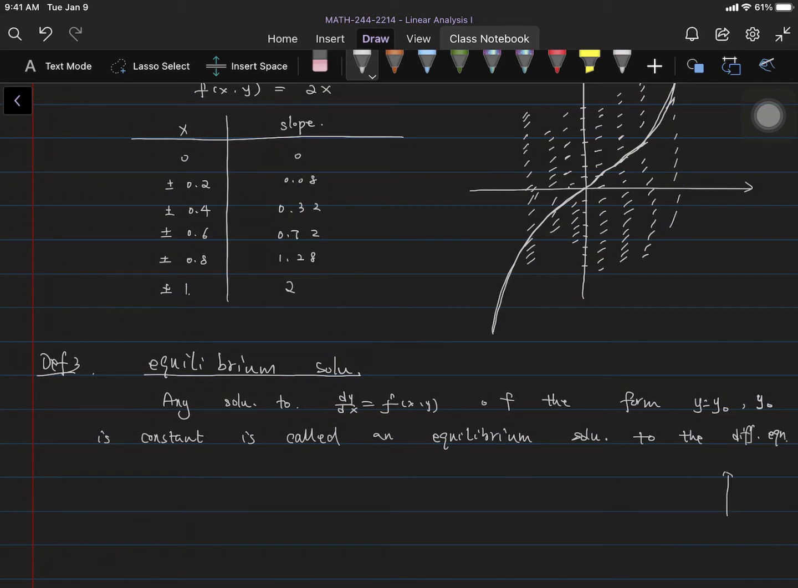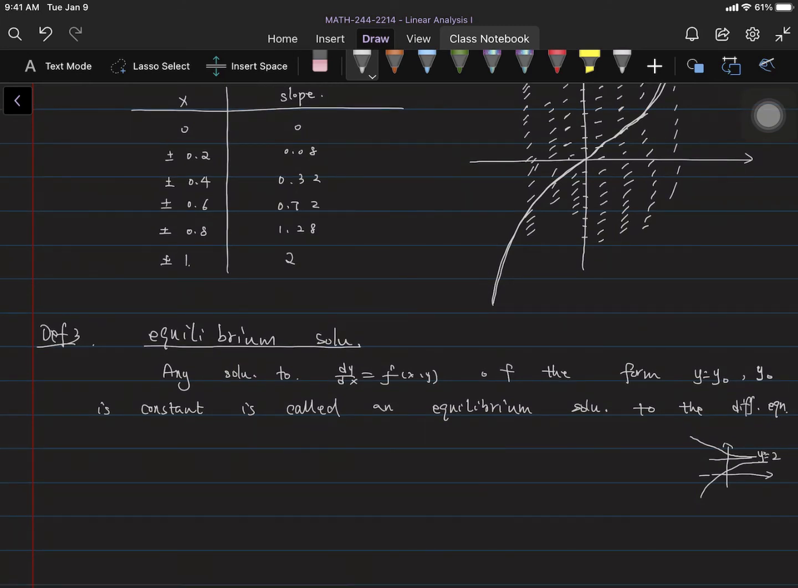So if y equals y naught, that means what? For example, if y equals 2, it's a line. Sometimes the solution may be pretty complicated, maybe looking like this, with the solutions all getting close to y equals 2. So y equals 2 is called an equilibrium solution. You can just think about it this way: constant solution.